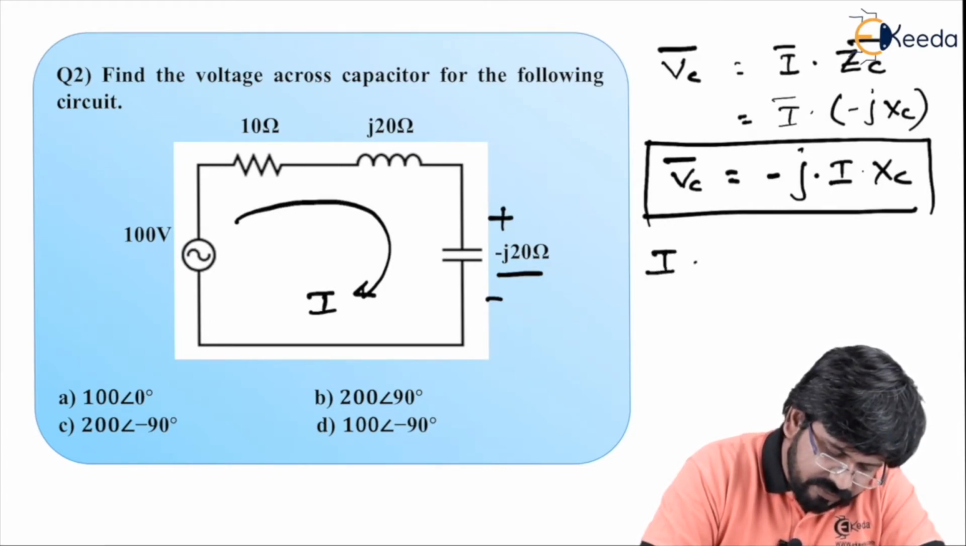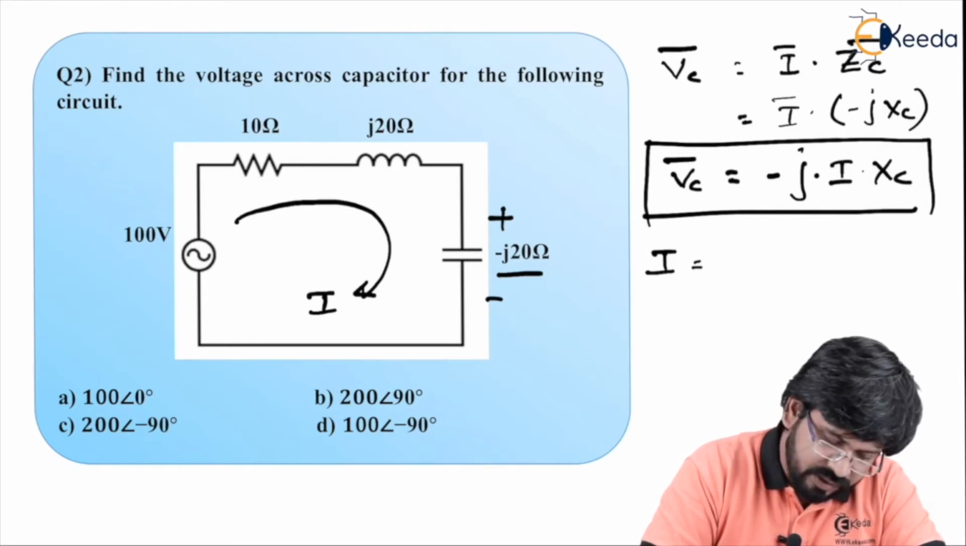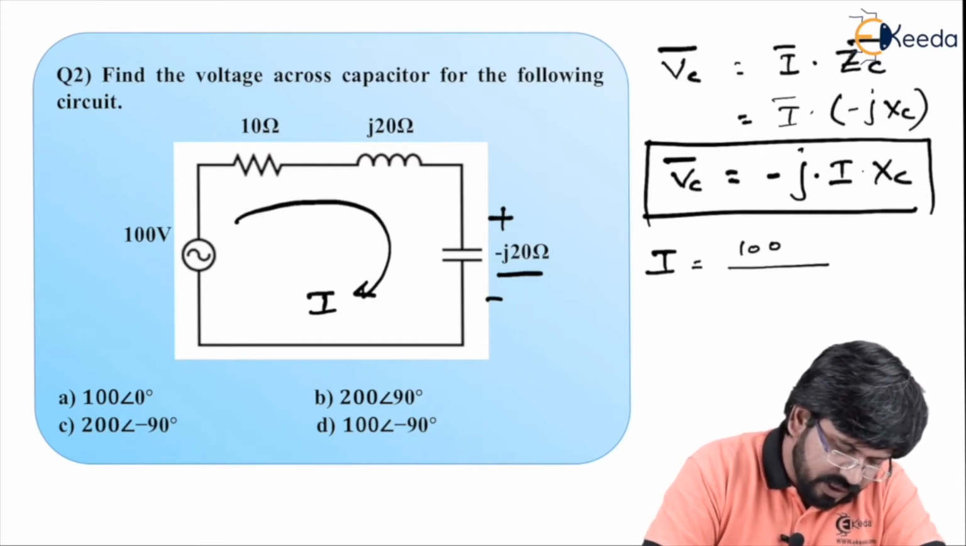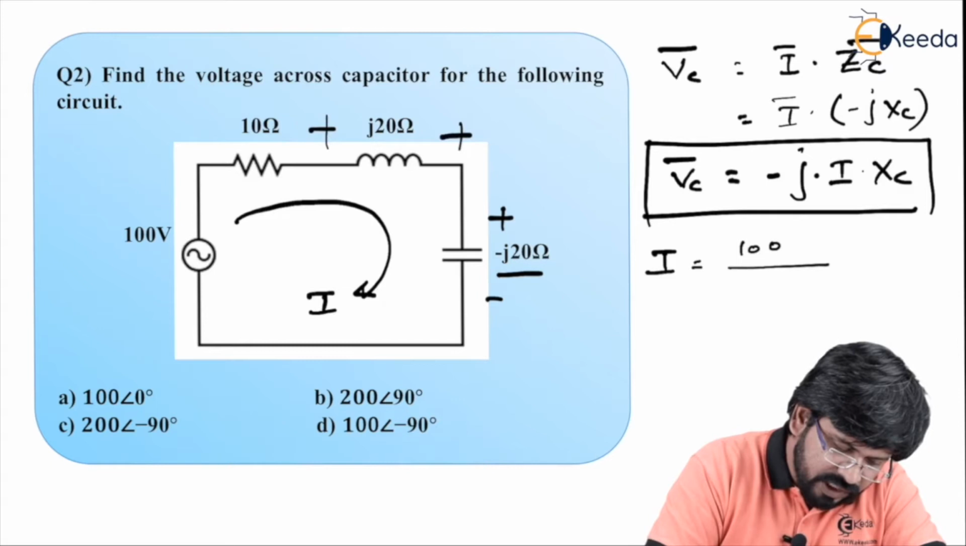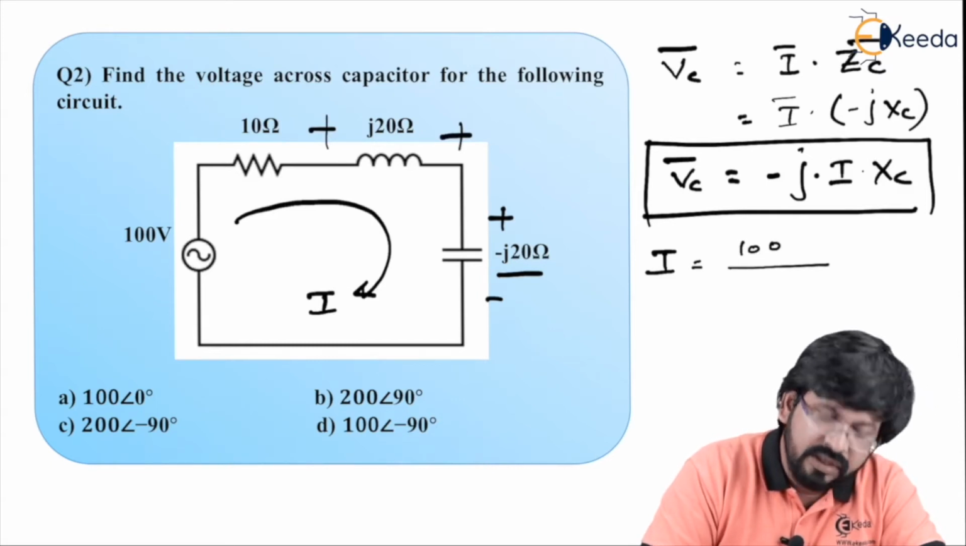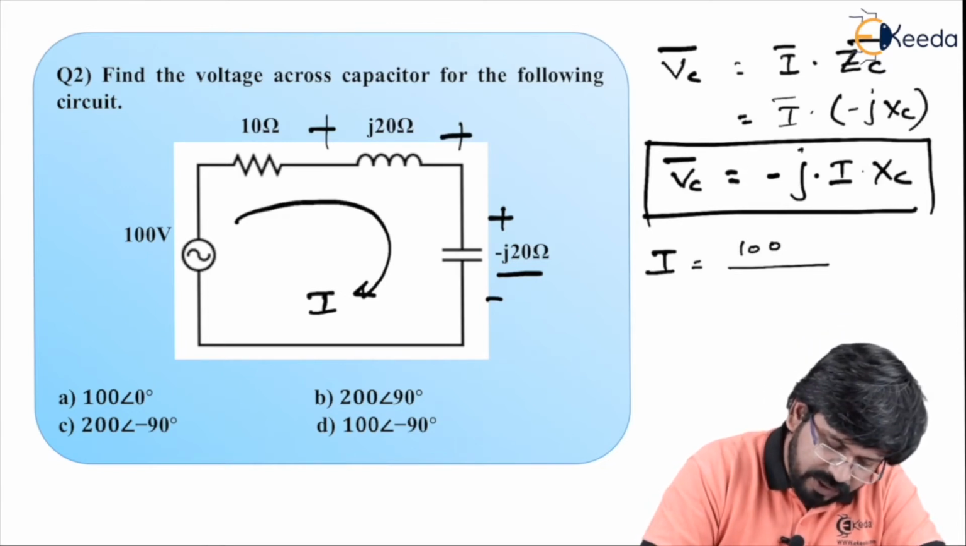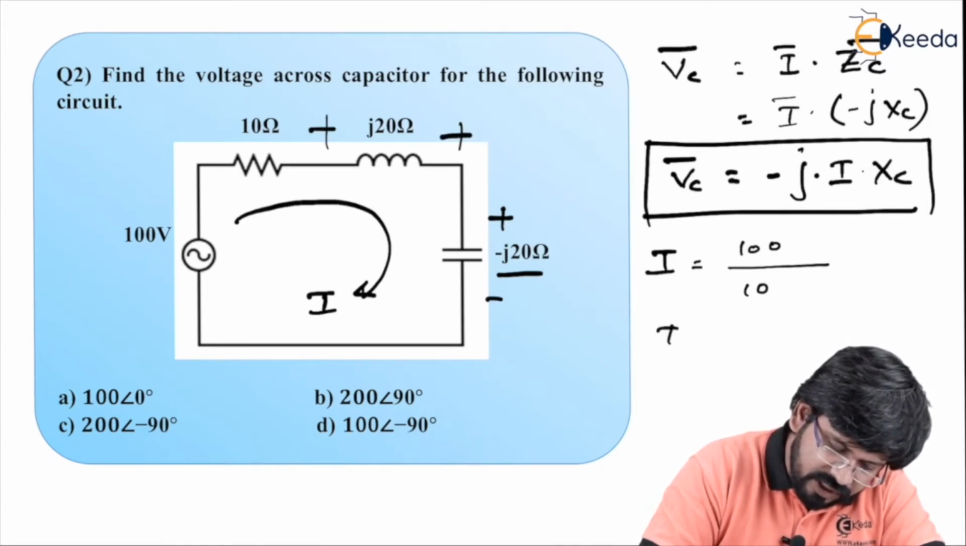The value of I is nothing but total voltage 100 divided by total impedance in the series circuit. So as you can see, it is 10 plus j20 minus j20. So j20 and minus j20 will cancel each other. Effective impedance is just 10. It means I is simply 10 ampere.